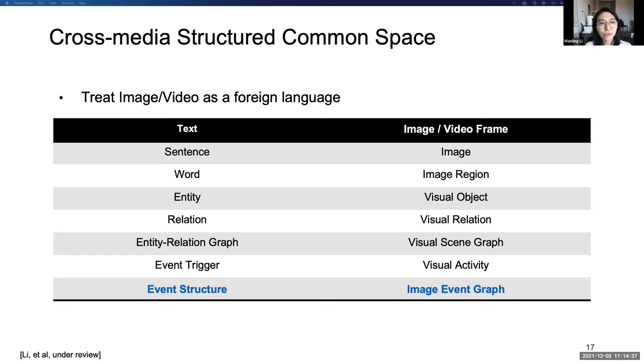As a result, we can treat the image as a foreign language, and we can find that there are multiple level alignments between them. Like the sentence can be aligned to the image directly, and a word can be aligned to image regions. But previous multimedia pre-training only focused on these two simple levels. They didn't try to capture the structures of two modalities. So in our work, we are trying to impose the event structure knowledge to bridge the two modalities.